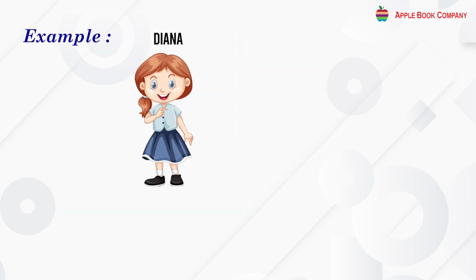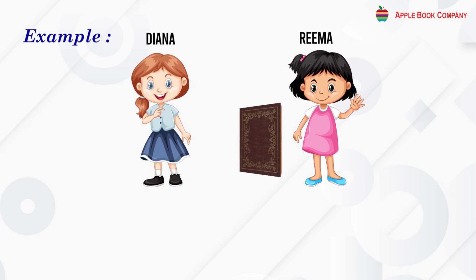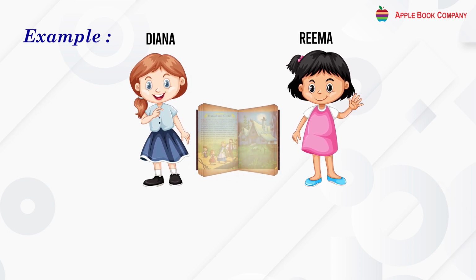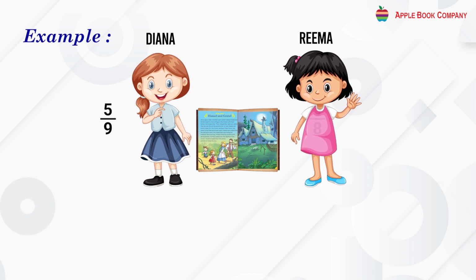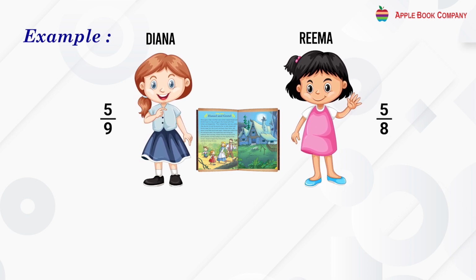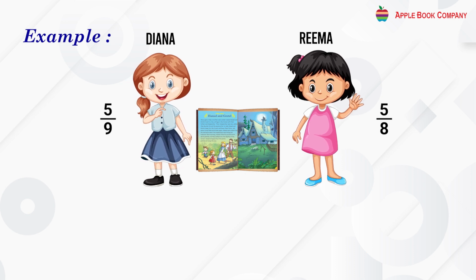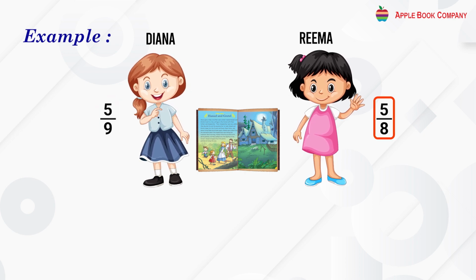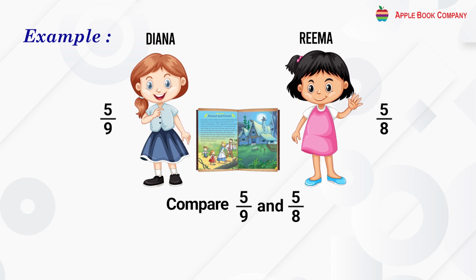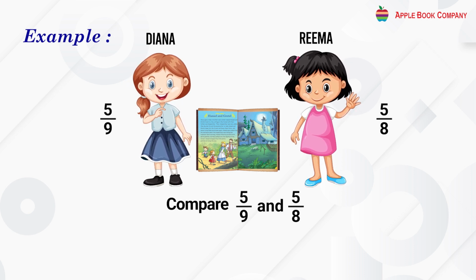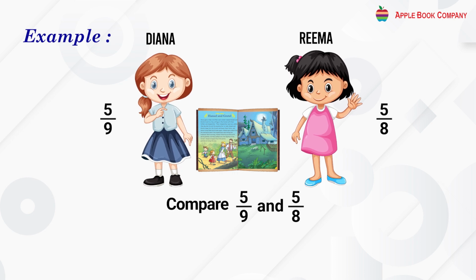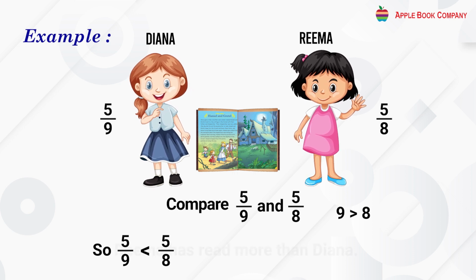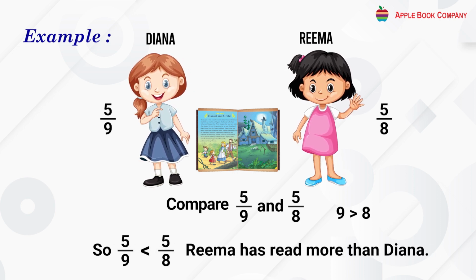Example 3. Dinah and Reema started reading their copies of the book Fairy Tales, which they had borrowed from the library. The first day, Dinah finished reading 5 by 9th of the book and Reema finished 5 by 8th of the book. Who read more? Solution. Fraction of the book read by Dinah is equal to 5 by 9. Fraction of the book read by Reema is equal to 5 by 8. Now we need to compare 5 by 9 and 5 by 8 to know who read more. Here numerators are the same. Compare the denominators. 9 is greater than 8. So 5 by 9 is lesser than 5 by 8. Reema read more than Dinah.